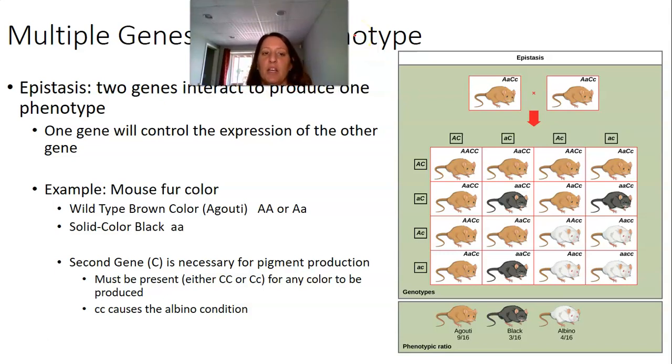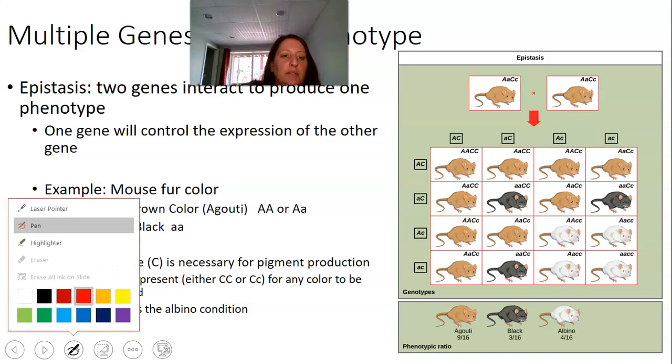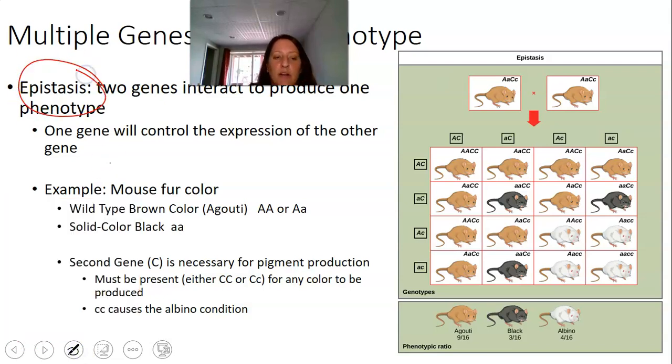That's fine. Okay, so we're still talking about multiple genes, one phenotype, but in this case, this is when one gene, one genetic locus, controls the expression of a second gene. Okay, when that happens, we use the term epistasis. See that term right there, epistasis. And you actually will see this week in lab as well.